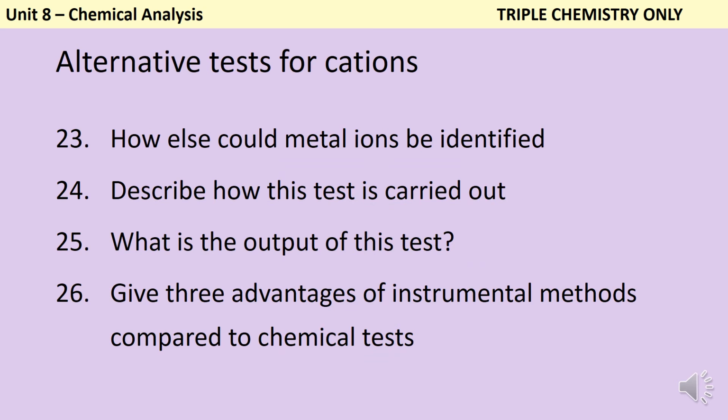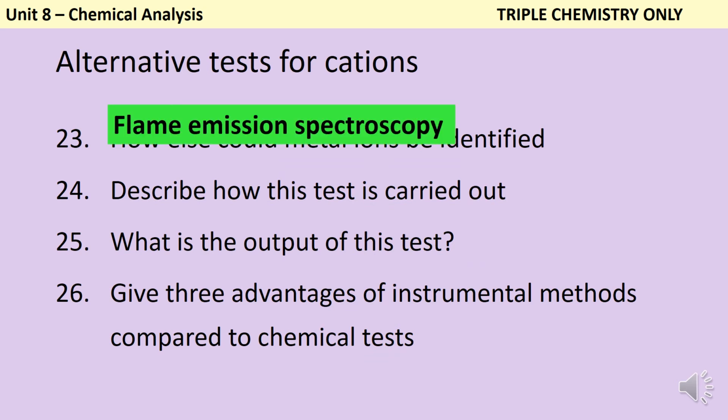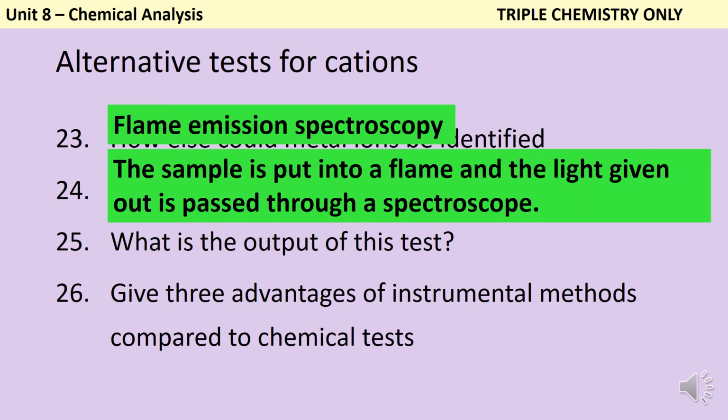If you don't want to use a flame test, you can use flame emission spectroscopy, which is basically a larger scale computer-generated method for doing the same thing. So the sample is put into a flame and the light that is given out is passed through a spectroscope. A spectroscope can analyse that light and tell you the exact wavelengths of the radiation that's being released and how much of each type of light there is. The output of this is a line spectrum.